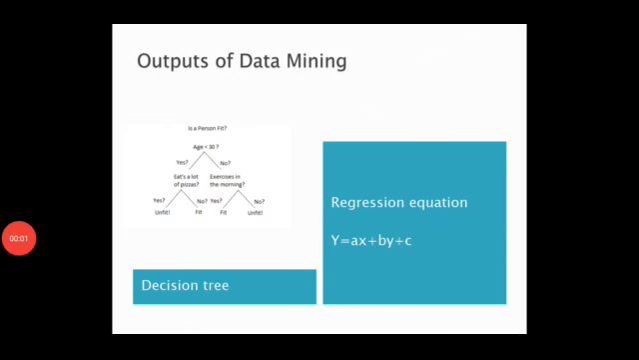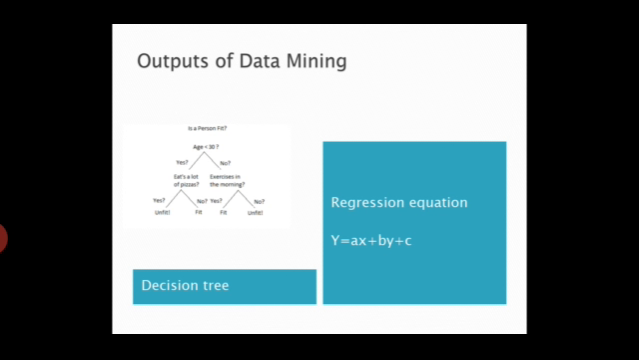Okay, the next topic is the outputs of data mining. The outputs of the data mining process can be seen in different forms like decision tree, regression, cluster analysis, association rules, etc. Now, what is a decision tree? In the first figure, we can see a hierarchical tree-like structure with the root node, the branch, and the leaf node. This representation in data mining is called a decision tree.